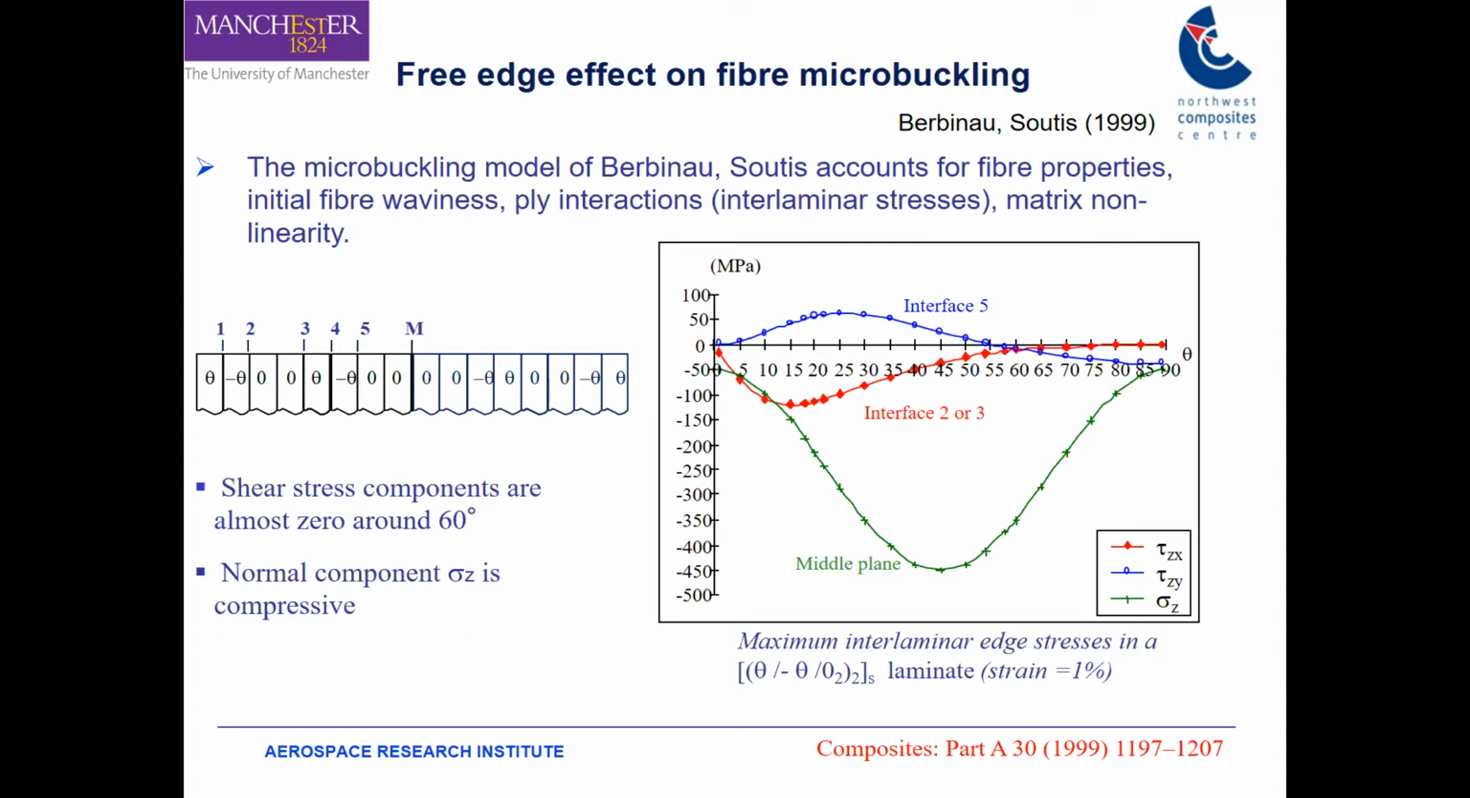And here we can see, we calculate the interlaminar normal and shear stress near the free edge. And we can see for this specific layup, plus theta, minus theta, 0 to 2 symmetric, the middle plane sigma ZZ is compressive, which is a good thing. You don't want delaminations in your structure when it's loaded in compression because it triggers microbuckling much earlier. And we can see that shear stress components are almost zero around theta equals 60 degrees.